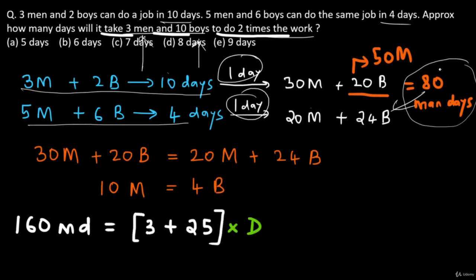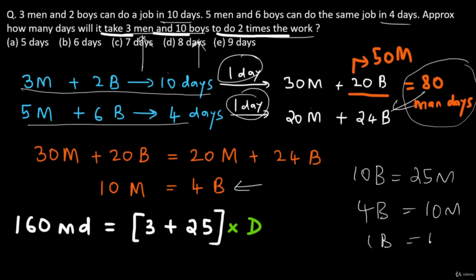What is 25 over here? 10 boys, right? 10 boys will be equal to 25 men. How do I get that? We have over here that 4 boys is equal to 10 men, right? So 1 boy is equal to 10 by 4 men, and therefore 10 boys is equal to 10 by 4 into 10, that is 100 by 4, which is 25. So 10 boys is equal to 25 men.